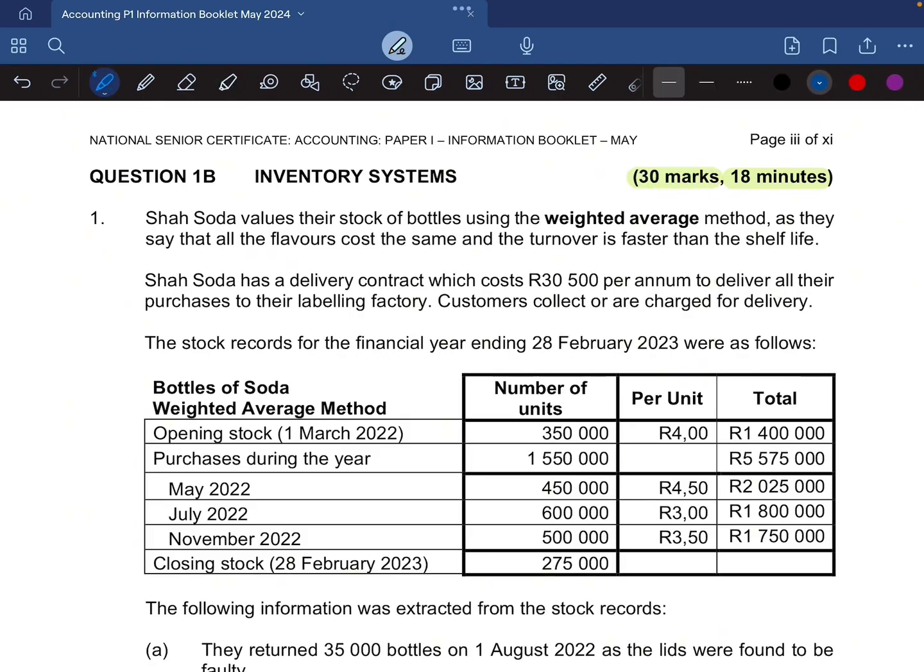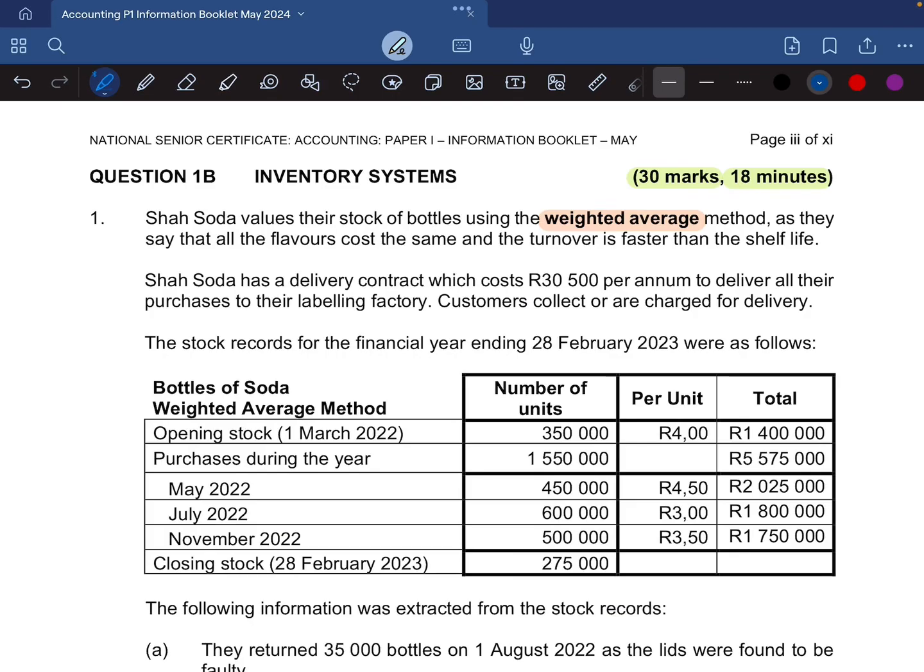Right. So for this question, we are looking at Shahar Soda valuing their stock of bottles using the weighted average method. Okay, so that's one thing we need to note. And as they say, all the flavors cost the same and the turnover is faster than the shelf life. Okay, those are some important points that we need to pick up.